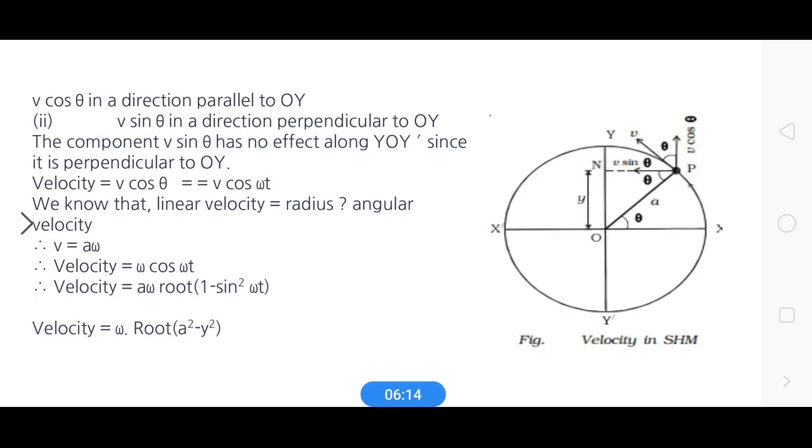But as we know, the linear velocity is v and the angular velocity is omega, and the linear velocity is equal to r omega. Here r is the radius of the reference circle, so r is nothing but a. So velocity is equal to a omega cos omega t. A omega cos omega t is the velocity of the particle executing SHM.